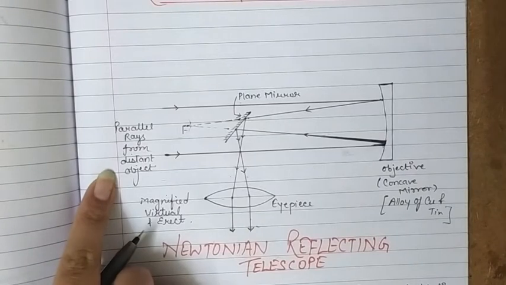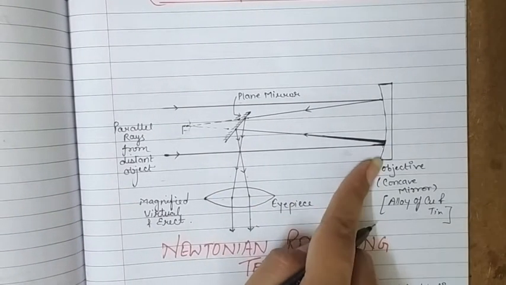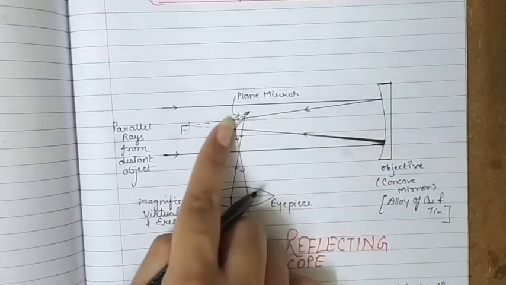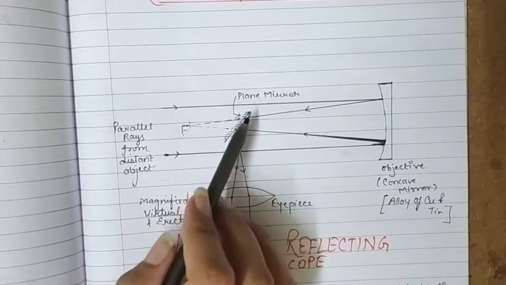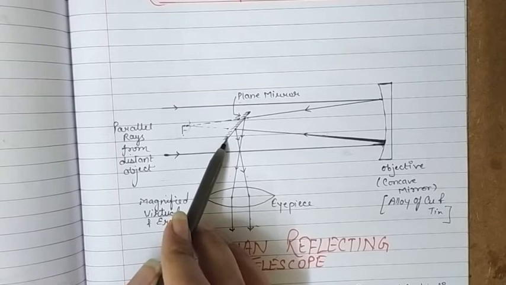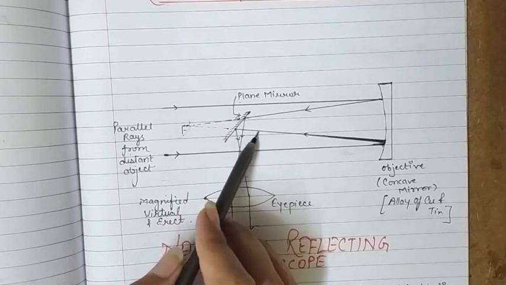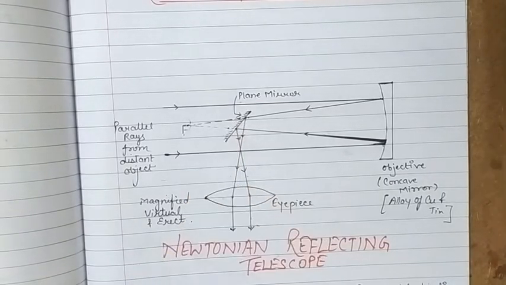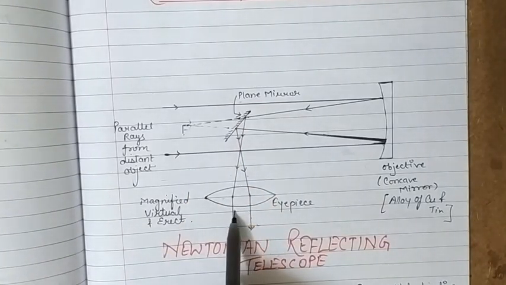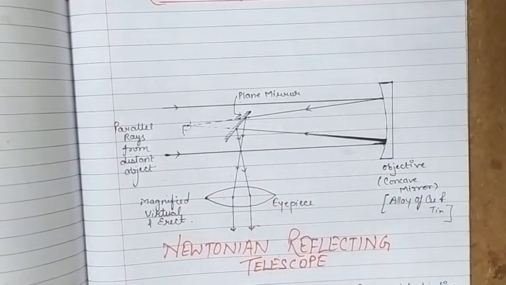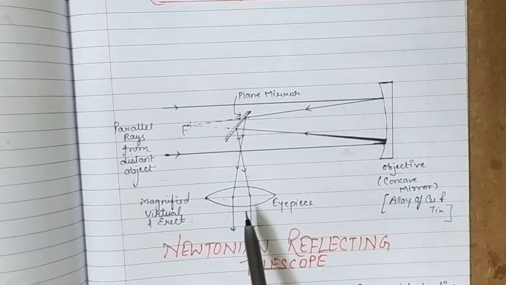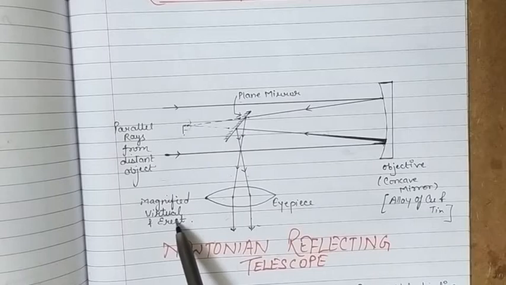Whenever parallel rays from a distant object hit this converging concave mirror, it converges these rays, and they come towards f to get focused. But before they get focused at point f, we insert a plane mirror inclined at an angle of 45 degrees. This mirror intercepts the path of these rays such that they turn towards the eyepiece, and the eyepiece is adjusted perpendicular to the principal axis of the instrument. The work of the eyepiece is to make a highly magnified, virtual and erect image of the distant object that a viewer can observe. So that's how the Newtonian reflecting telescope works.